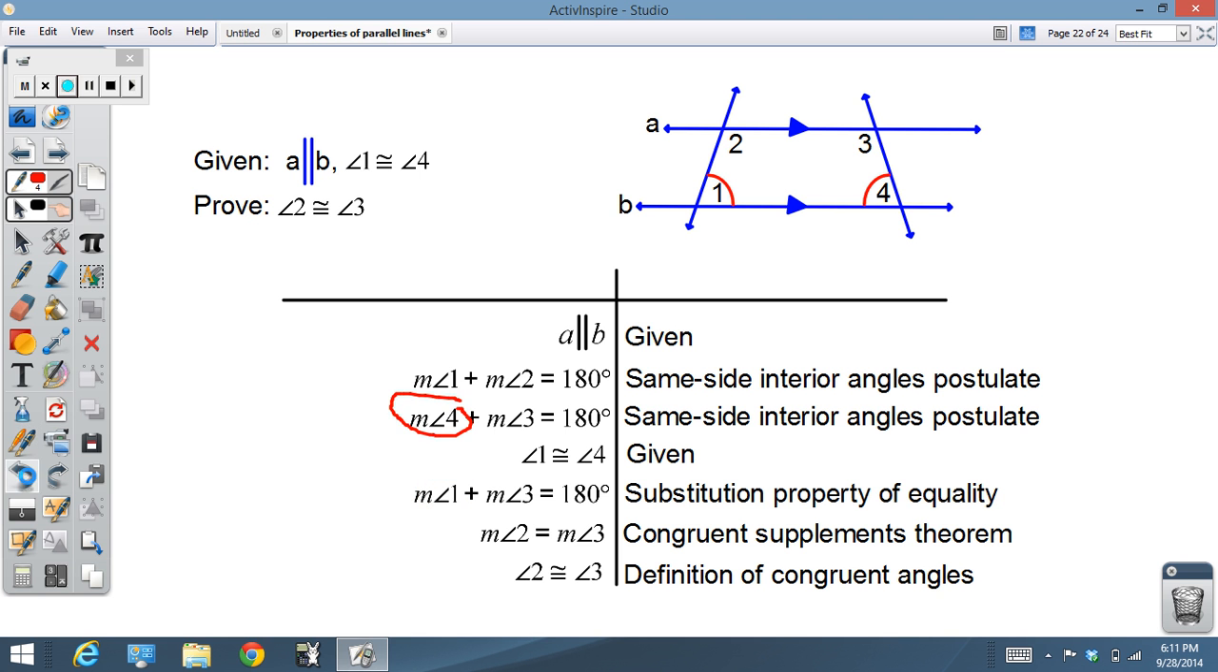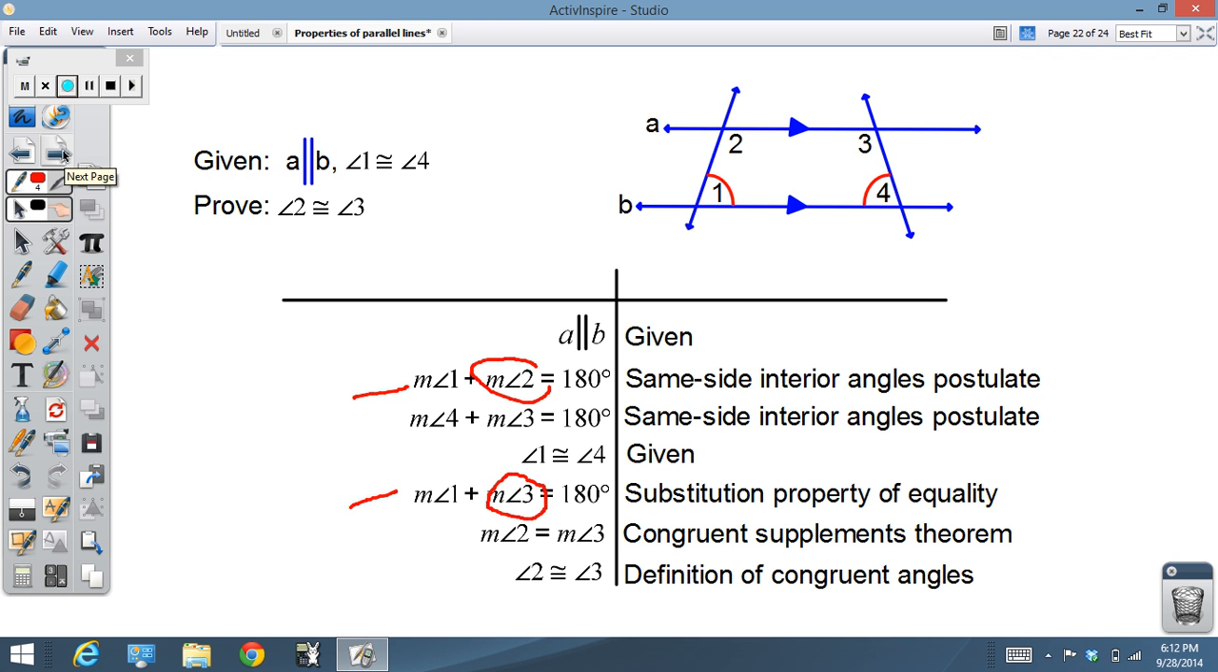Okay? And in that case, I look at these two lines here and here, which tells me that 2 and 3 both add up with angle 1 to make 180. By the congruent supplements theorem, that means 2 and 3 must be equal. Therefore, 2 and 3 must be congruent by the definition of congruent angles.